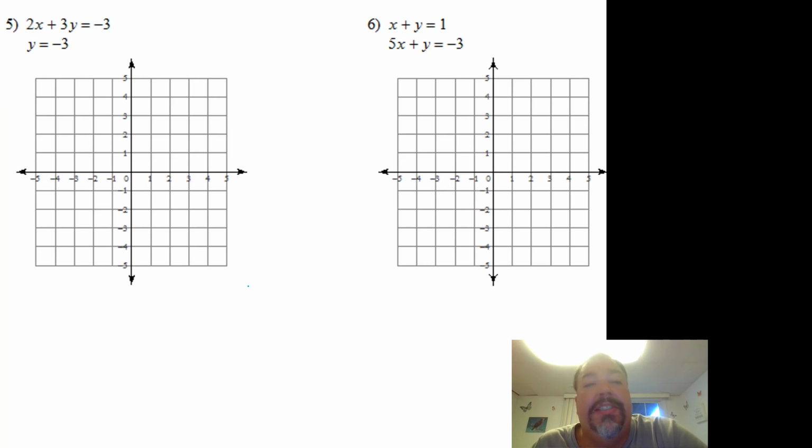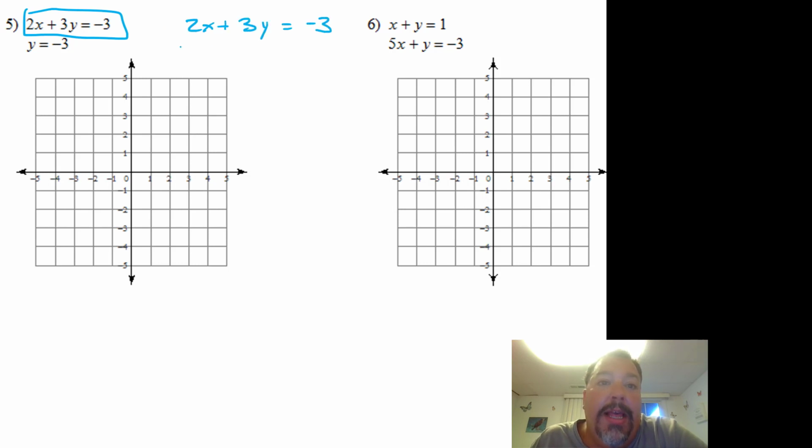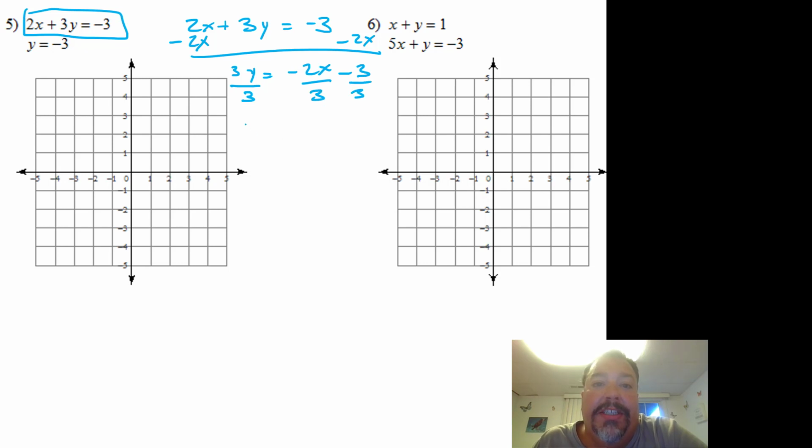Now you're going to have some equations that are written in standard form, but you're going to do this the same way. We're going to still graph these, and let's take this first equation, 2x plus 3y equals -3. And we want to get this into slope-intercept form. So we want to move the x's to the other side. That gives us 3y is equal to -2x minus 3. And then divide by the coefficient, divide everything by 3. So that's going to give us y equals -2/3 x minus 1.